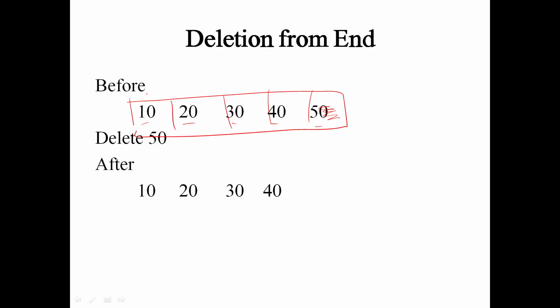Previously I had index values 0, 1, 2, 3, 4. My upper bound was 4. Now I'll simply decrease my upper bound from 4 to 3. That means only this much I'll consider as my valid elements. I'll not consider the last element as part of my team. We simply reduce the number of valid elements by 1. Notice that we are not physically erasing 50 from the memory. We are simply reducing the upper bound. So the program now considers only the first 4 elements as valid, and the last element does not belong to our array.